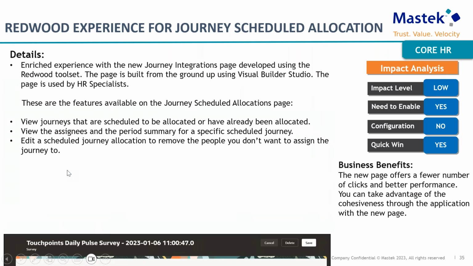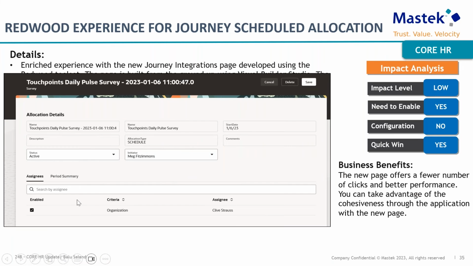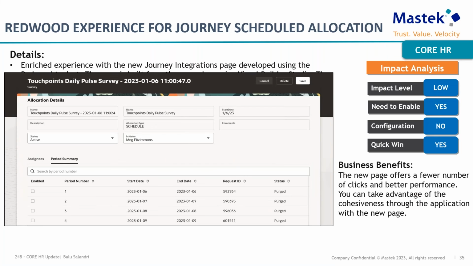By clicking on the journey name, you'll be able to see the details of the assignees, like for whom it has been assigned. You can update it as per your requirement again. You can manually assign it to anyone. You can also see the period summary of that particular journey schedule on the period summary tab.